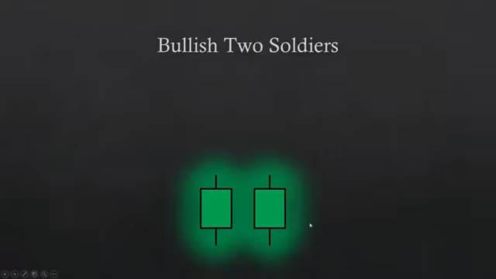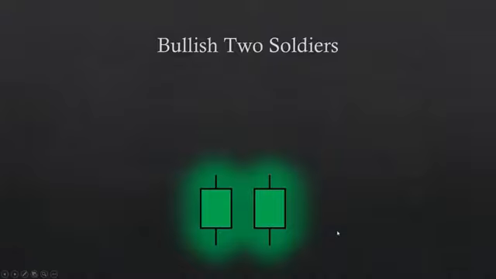The next pattern is called the bearish two crows, which is the mirror image of the bullish two soldiers. The bearish two crows pattern is formed by two isolated and small bearish candles. They imply the beginning of a downward movement.